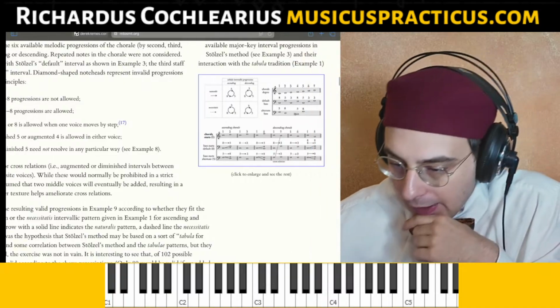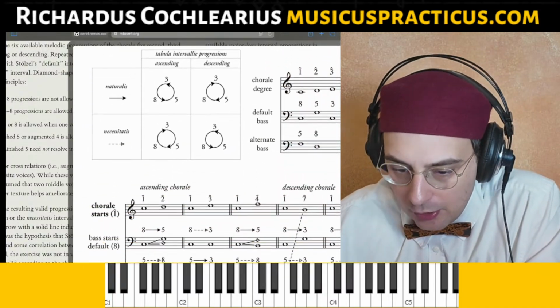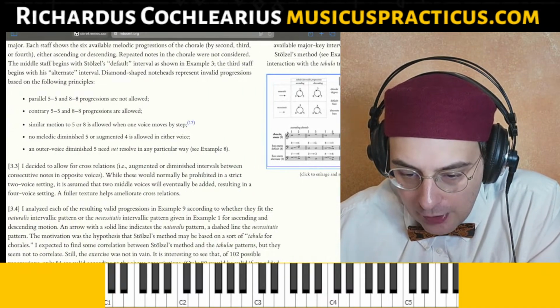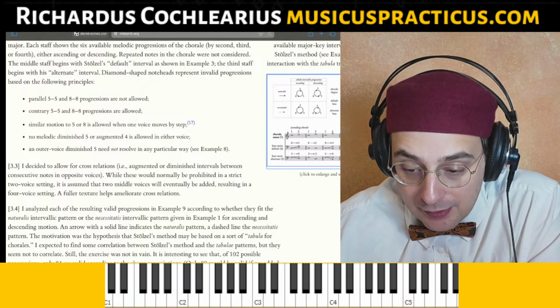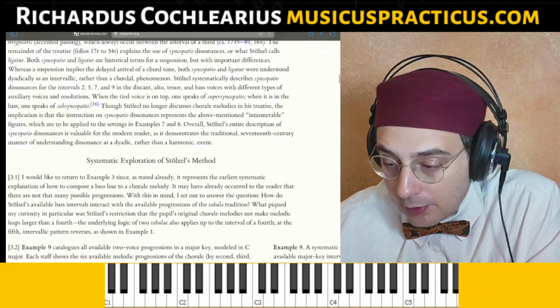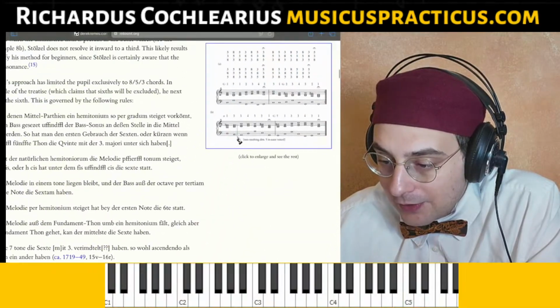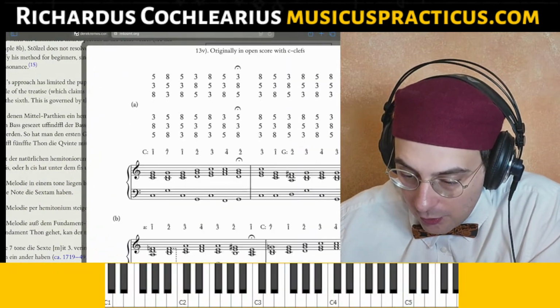Okay, see example 8. No, wait. An outer voice diminished fifth need not resolve in any particular way. Okay, so he's talking about that diminished fifth.